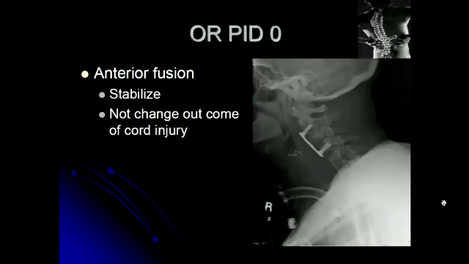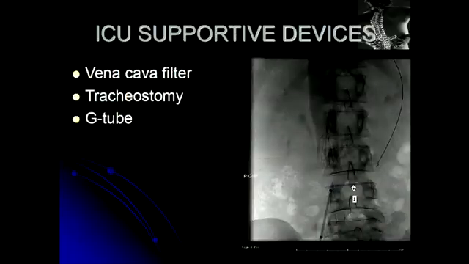The neurosurgeon took her to surgery not to change her outcome, but to prevent further damage, and he actually put an anterior plate in front of the C3 area and put a screw into C2 and C4 to stabilize this fracture area. From a supportive point of view, she had a vena cava filter placed, which is this umbrella-like structure to catch any blood clots that would come from her legs going up to her heart, and a tracheostomy because a C3 is a cord injury that also involves the breathing apparatus, and a G-tube for feeding.